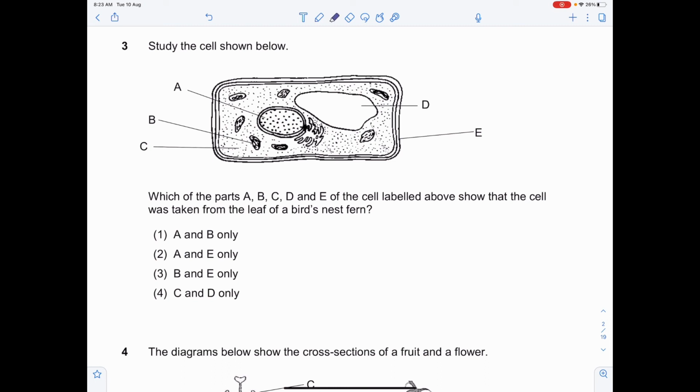So right off the top, we need to understand what is bird nest fern. So bird nest fern is a non-flowering plant. It reproduces by spores, and it's green, able to make food.